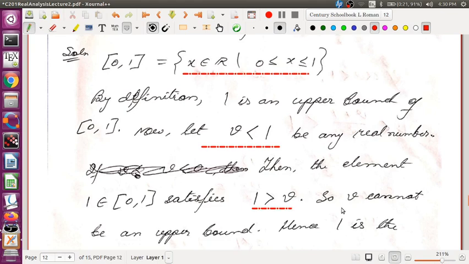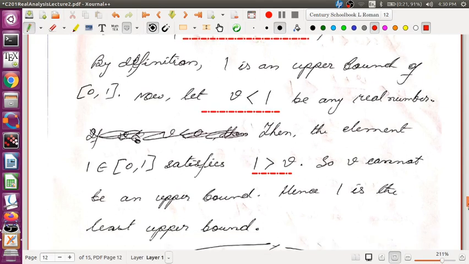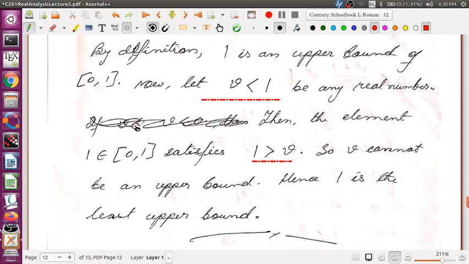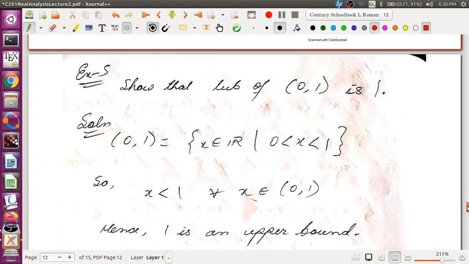So no number less than 1 can be an upper bound. That means 1 is the least upper bound. 1 is already an upper bound, and we have seen that no number less than 1 can be an upper bound, so 1 is the least upper bound. It's very similar to this: show that the least upper bound of open interval (0, 1) is 1.